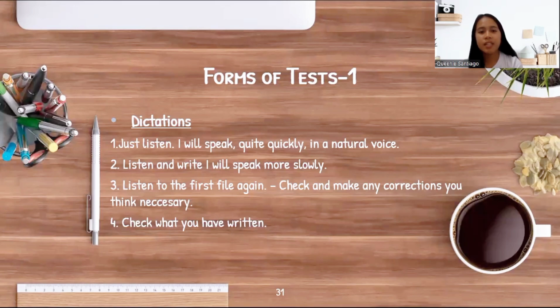Forms of tests: dictations. First, just listen. I will speak quickly, in a natural voice. Second, listen and write. I will speak more slowly. Third, listen to the first file again and check and make any corrections you think necessary. Check what you have written.